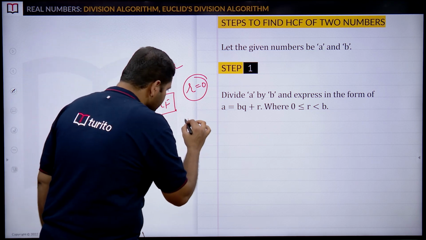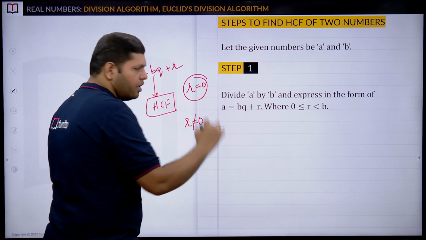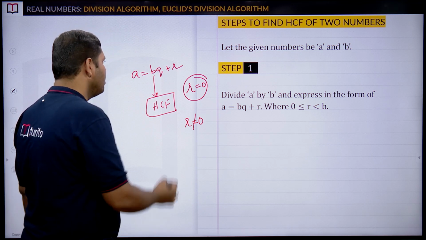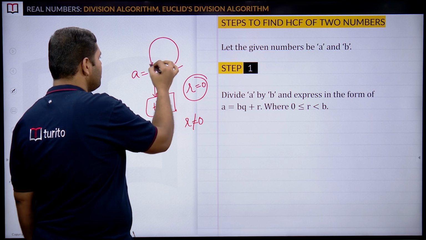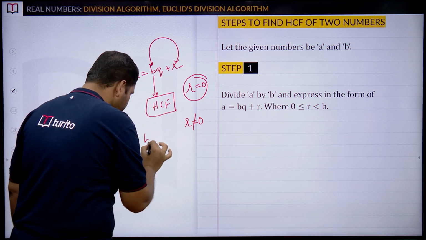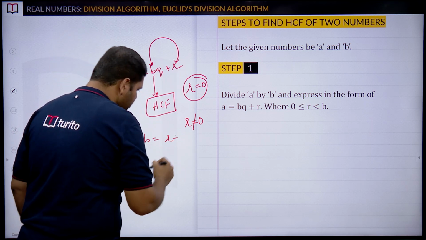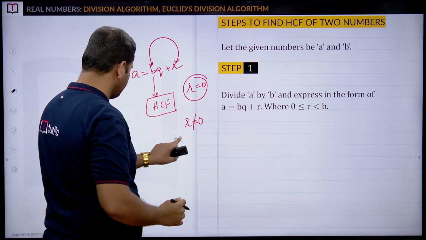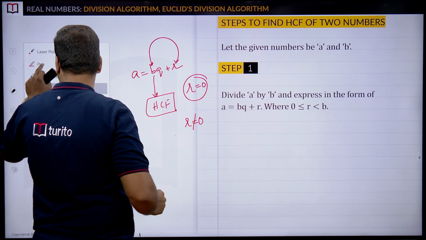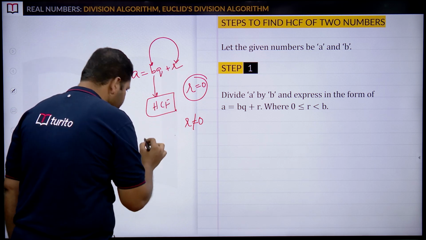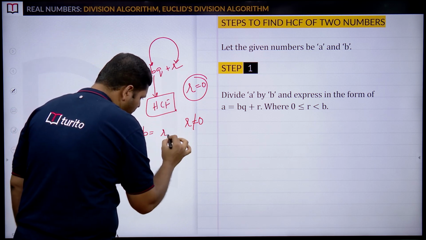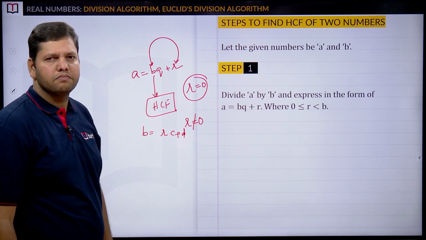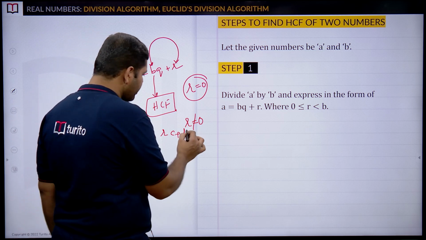Suppose you don't get remainder equal to 0, you are getting a non-zero remainder. Then what do we have to do? Very simple. Take B and take R. So do one thing, children, take B and R. Write B is equal to R into C plus D, where C and D are some other numbers. Here D is the remainder.